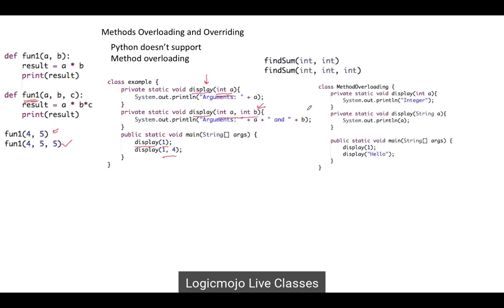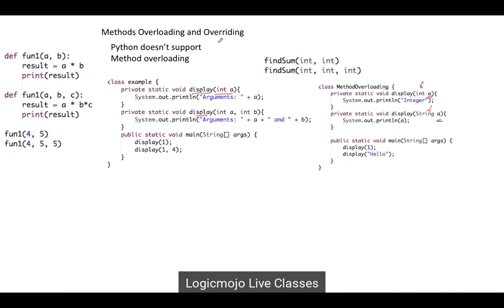Similarly, you can pass a different type as well. Like in this case, you have two methods within one class where the number of parameters is different. Here we have one parameter, here we have two parameters. In this case, the type of the parameter is different. In the first method, we have int as a parameter. In the second method, we have string as a parameter. And now we can call this method with an integer as well as with a string. So that's the concept of method overloading.